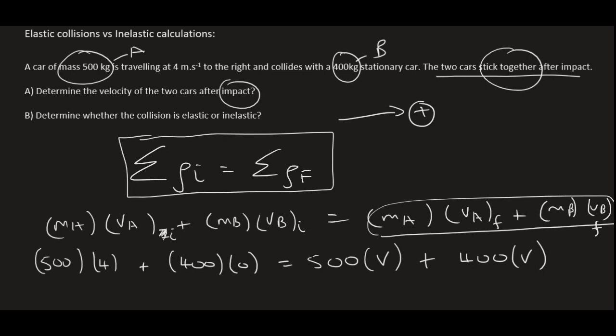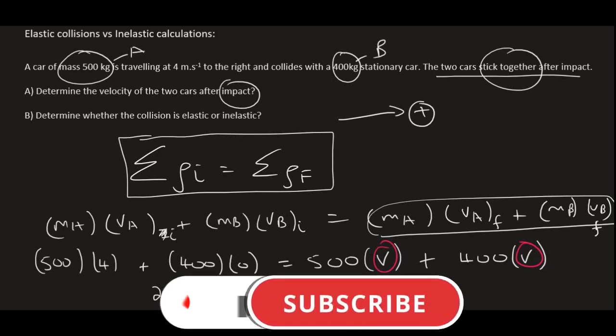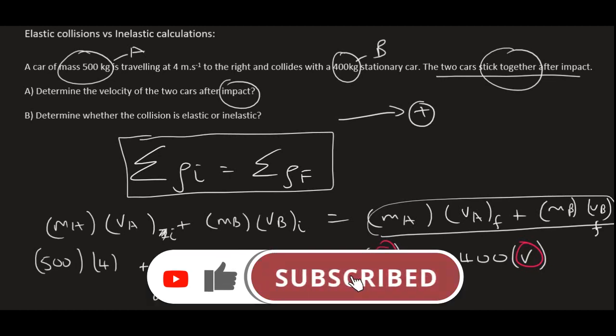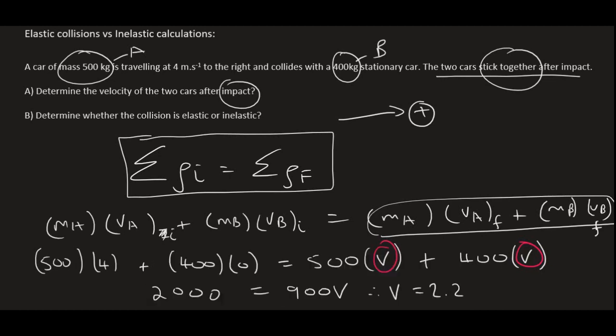On the left, we're going to end up with 2000 equals, and then 500 plus 400 is 900 V. The reason I can put them together is that their V's are the same. Okay? Always make sure that that is the case. And so we simply divide by 900, and so therefore the velocity of both of those objects is going to equal 2.22 meters per second. And because I got a positive answer and I chose right as positive, we're going to say to the right. Okay, so the first answer is 2.22 meters per second to the right.